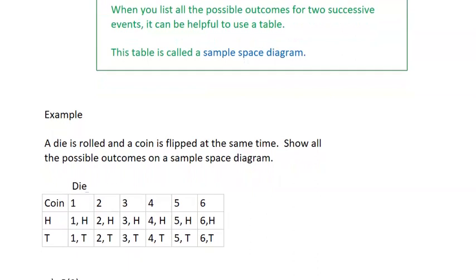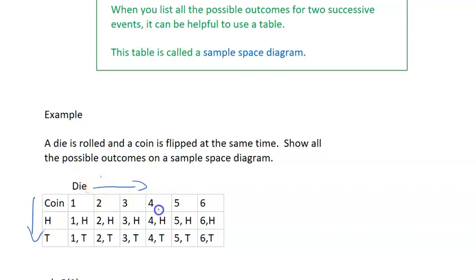So let's have a look at this example. A die is rolled and a coin is flipped at the same time. Show all the possible outcomes on a sample space diagram. These can also be known as a two-way table. So for example, you've got one option across the top and another option down the side.